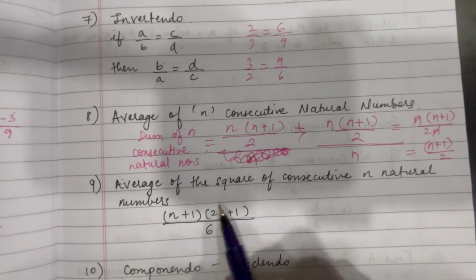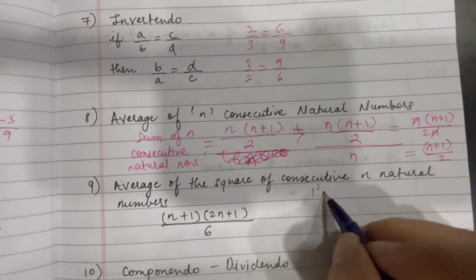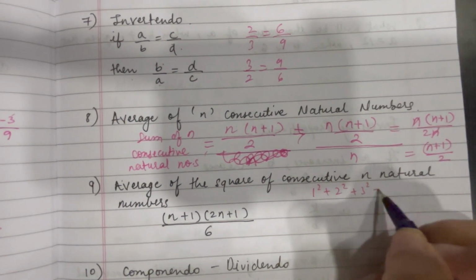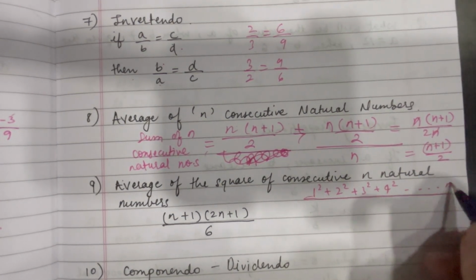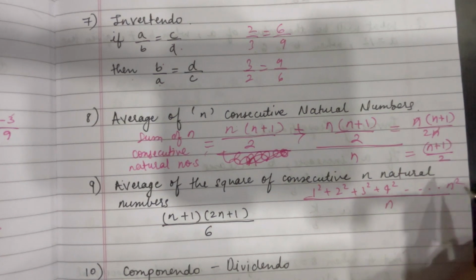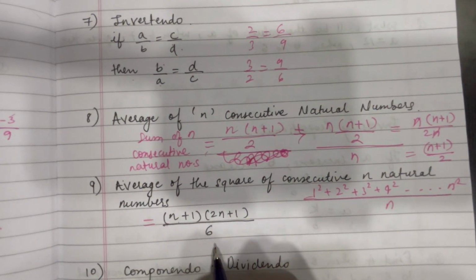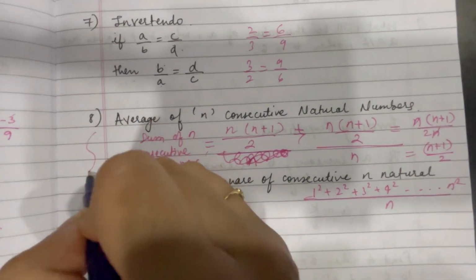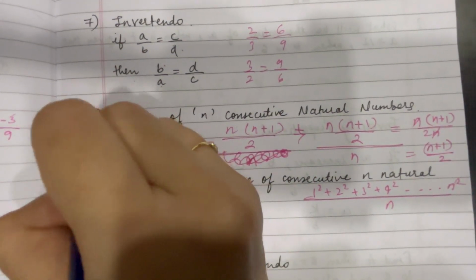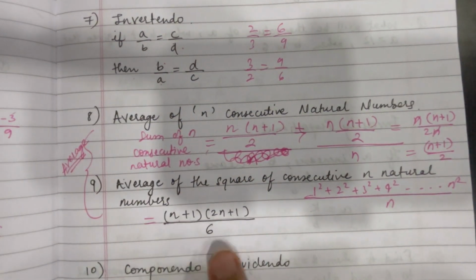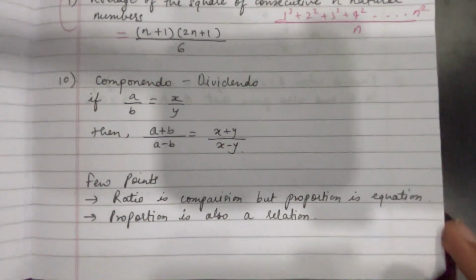Now, average of the square of the n natural numbers. Let's say 1 square plus 2 square plus 3 square plus 4 square, like this, whole divided by n, till n square by n is how much? The average formula is n plus 1 into 2n plus 1 by 6. So remember these two formulas. These are not from this video, these are from the averages video. But they are highly used, they are highly used in ratios and proportion as well. So you need to remember these.